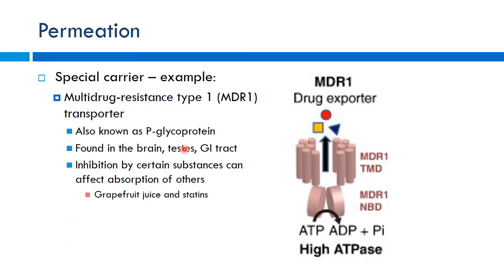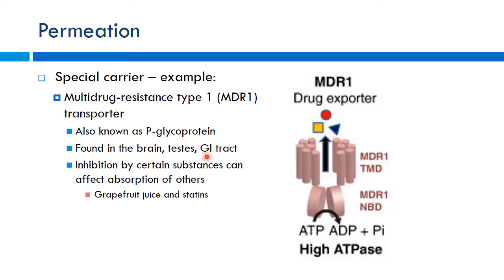A good example of a carrier protein is the multi-drug resistance type, or MDR1 transporter. Another good name for this is P-glycoprotein. This is known as an efflux transporter, so it prevents things from being absorbed across a particular type of membrane. If something gets across the membrane, this protein will spit it back out into the outside environment. It can be found in places like the brain, where you usually want to keep toxins out, so it's a good protein to help with that. It's found in places like the GI tract as well.